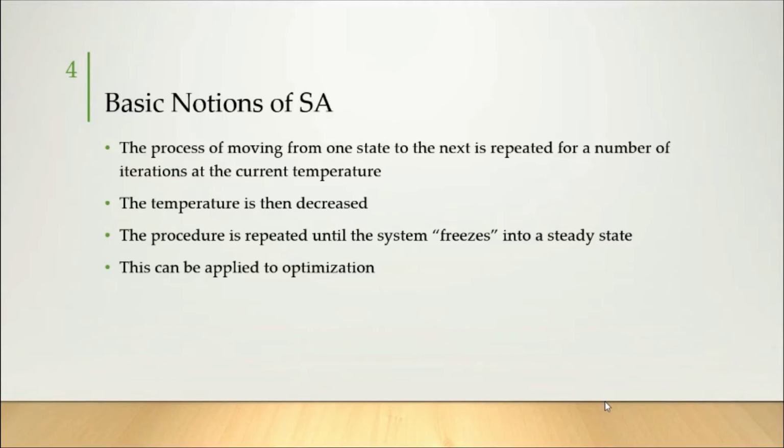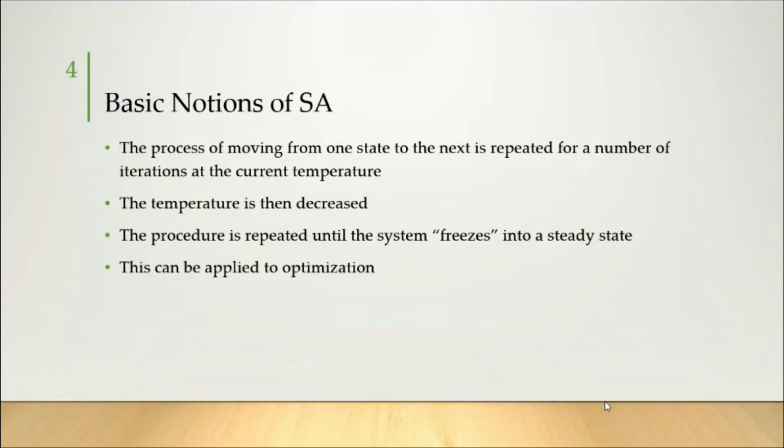So we start with a large temperature, and at that temperature we find a number of solutions. If the solution is better, we always accept it. If it is a worse solution, we accept it with a probability. So not all the worse solutions are accepted, but some are. Then after a specified number of iterations are repeated at the current temperature, the temperature is decreased. A sufficient difference in temperature is given.